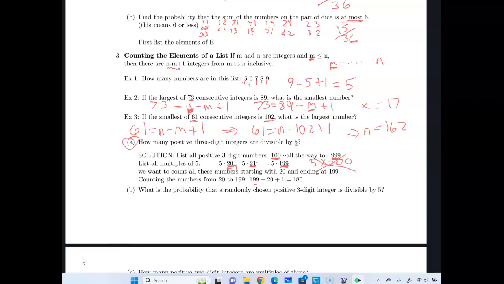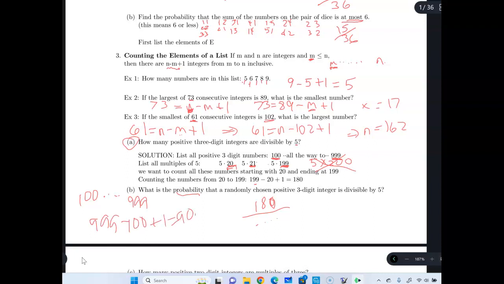That combined with find the probability. Probability, you know, is a fraction, right? Event over total possibles. Probability that a positive three-digit integer is divisible by 5. I'd have the 180, and then I would have it divided by the total number of numbers. How many numbers are there from 100 all the way to 999? I would take the 999, subtract off the 100, and add 1. That gives me 900. So that would be the denominator.